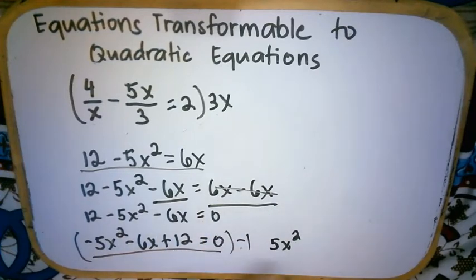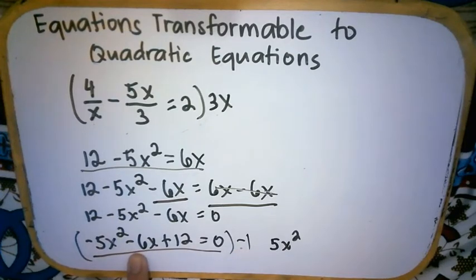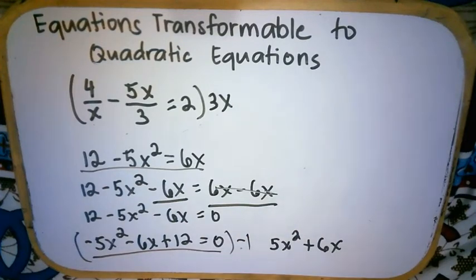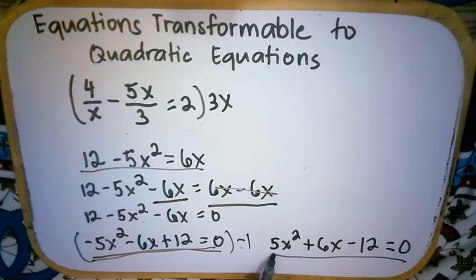So it will become positive since negative times negative is positive. And then negative 1 times negative 6 is positive. So we have positive 6x, and then negative 1 times 12. So it will become negative 12. And of course, negative 1 times 0 will still be 0. So we have two possible answers here. So this one and this one.